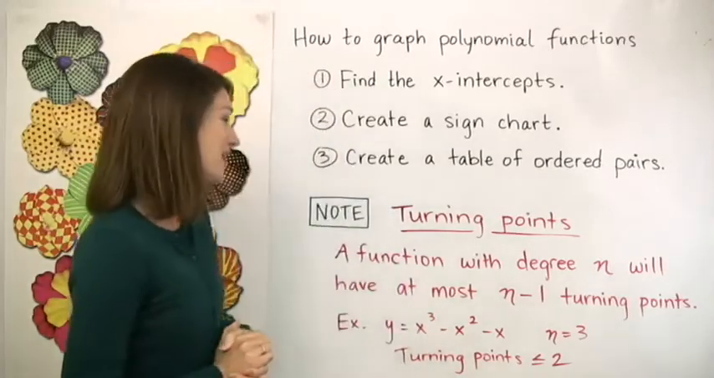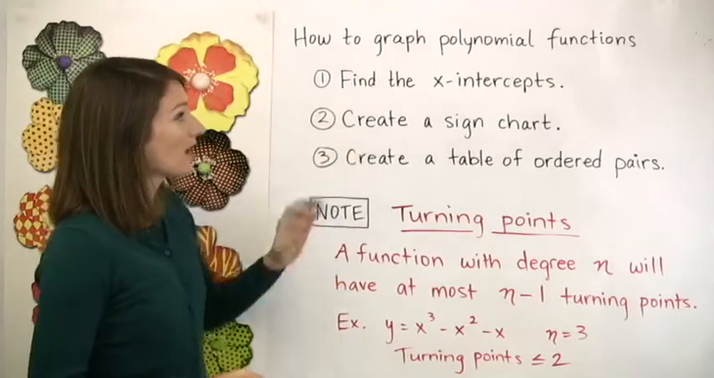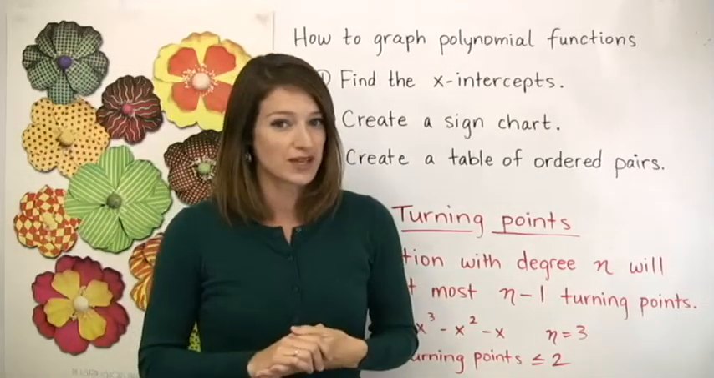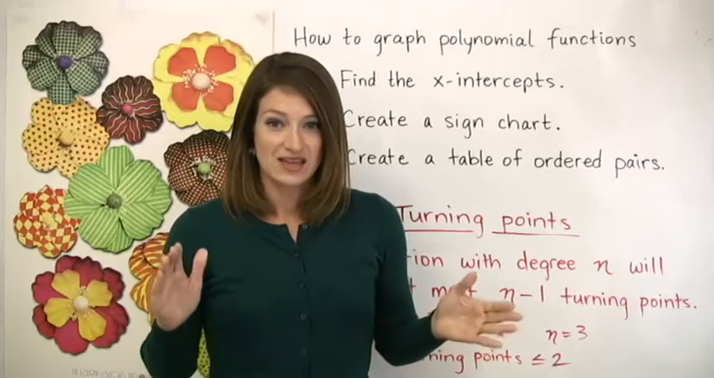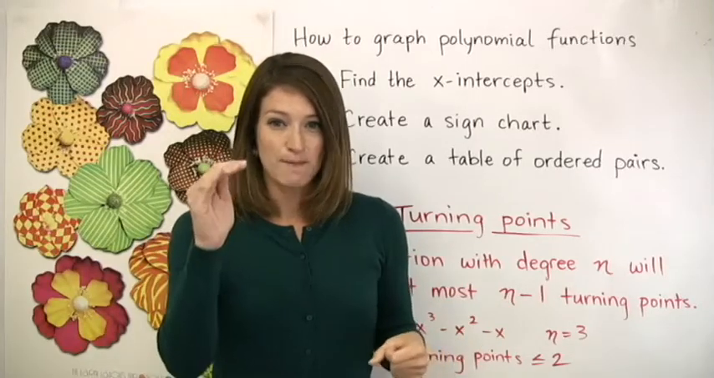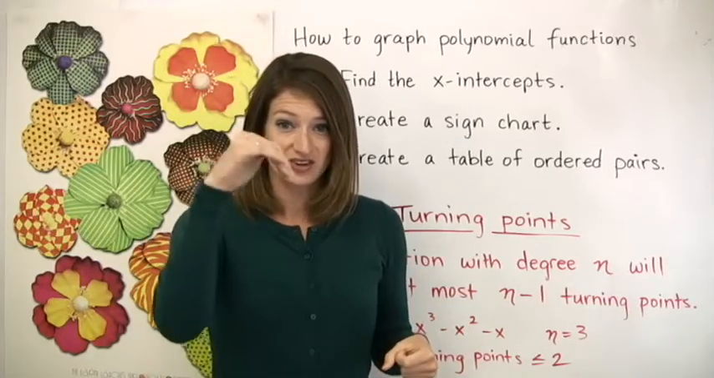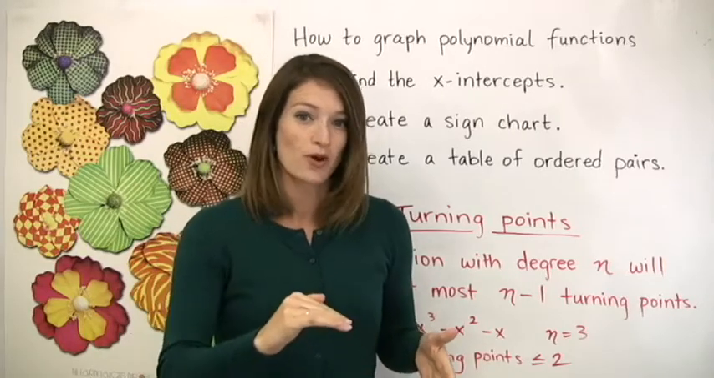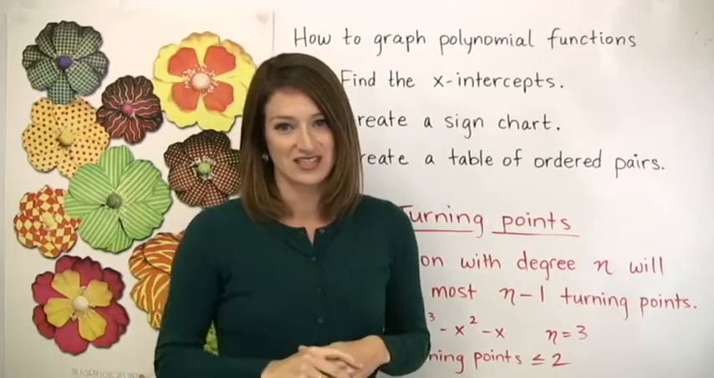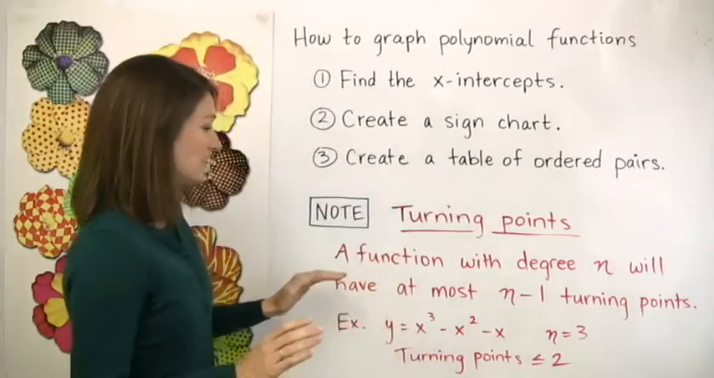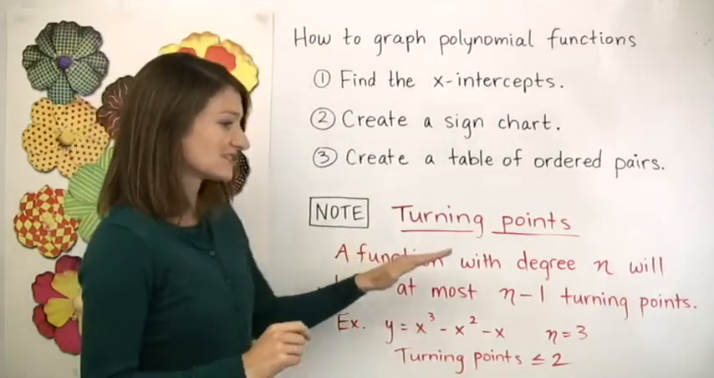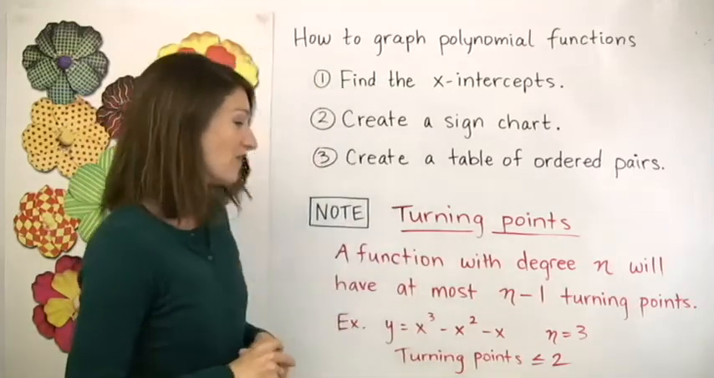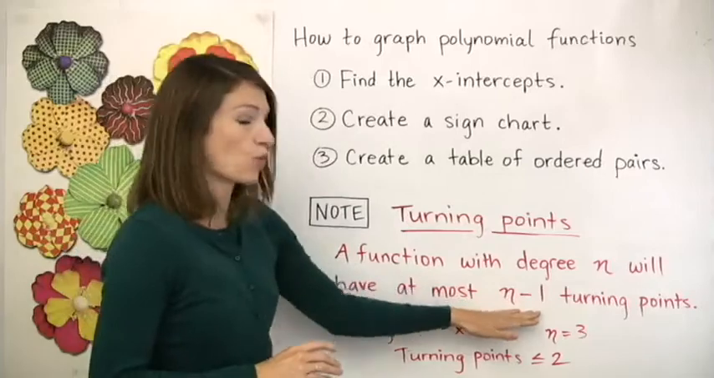Lastly, when we're going to graph our polynomial functions, we're looking for turning points. So those are places in the graph where, say, the graph is increasing and then at some point it changes direction and it starts to decrease, or the other way around. It's decreasing and at one point it changes direction and starts to increase. So you can look at a given function, and if that function has a degree n, the maximum number of turning points that that function can have is n minus 1.